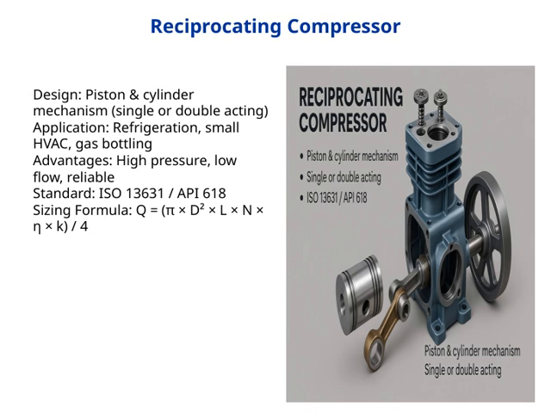Q equals pi times the diameter squared, times the length, times the rotational speed, times efficiency, times a constant K, all divided by 4. This helps us determine the flow rate, which is crucial for matching the compressor to the application's needs. Overall, understanding the design and application of reciprocating compressors is essential as they play a vital role in many industrial and commercial systems.